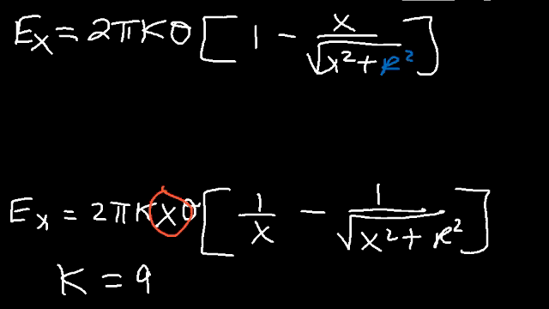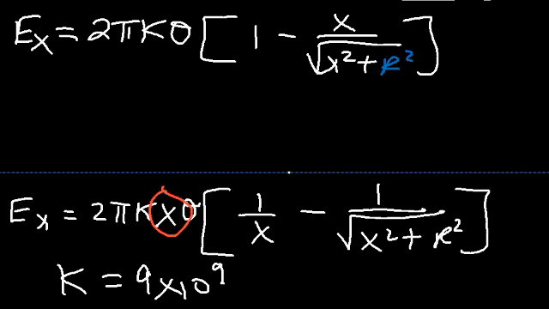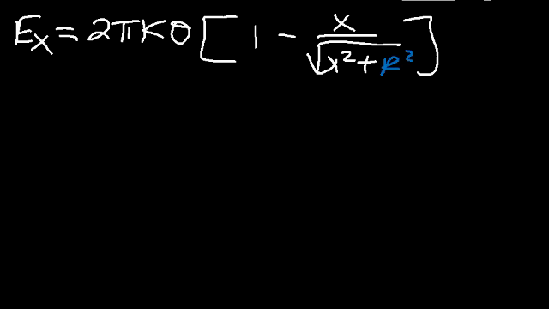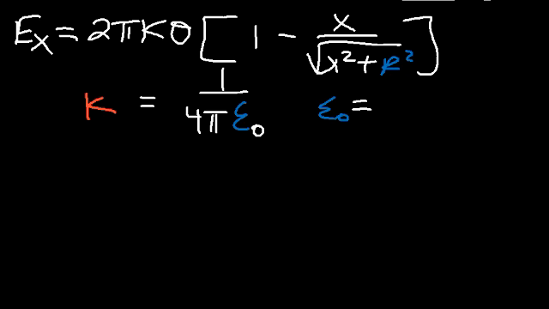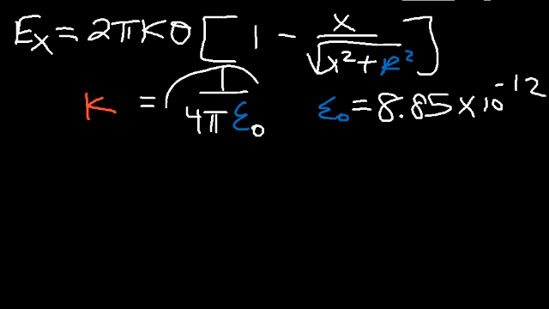And keep in mind, k is 9 times 10 to the 9. I believe it's like 8.99 times 10 to the 9, but you could round it to 9 times 10 to the 9. Now, most textbooks would write this formula in terms of epsilon sub naught. And k is equal to 1 over 4 pi epsilon sub naught. Epsilon sub naught is about 8.85 times 10 to the minus 12. So let's go ahead and replace k with this term.